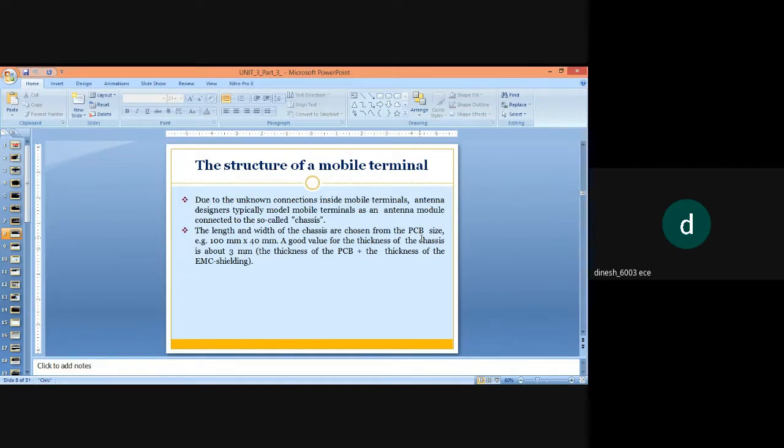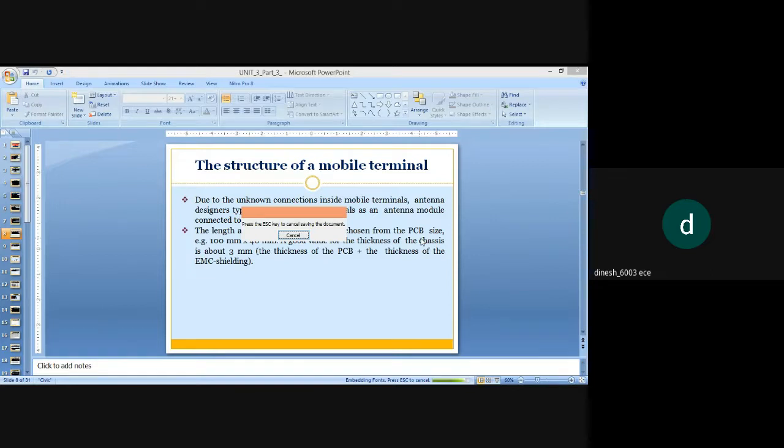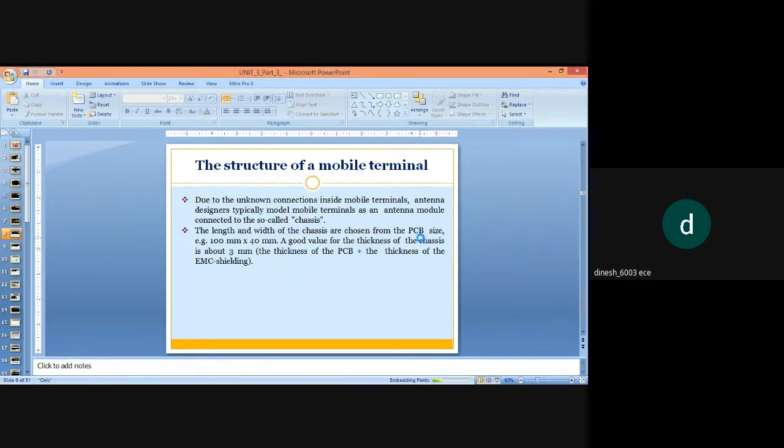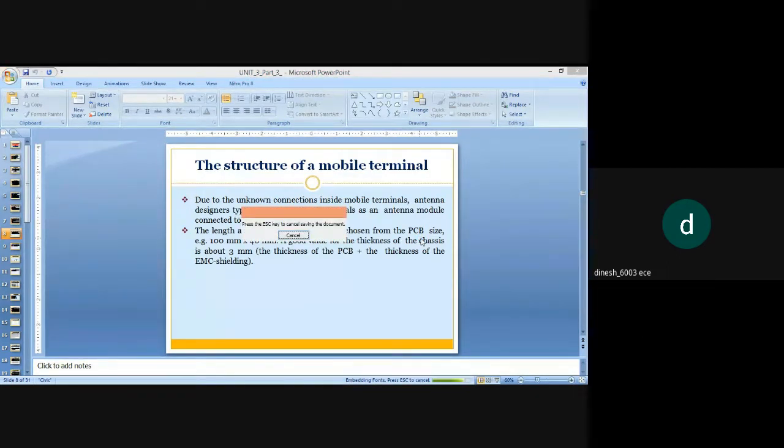The length and width of the chassis are chosen from the PCB design size. The optimal size that is used is 100 millimeter by 40 millimeter. A good value for the thickness of the chassis is about 3 millimeter, which is the thickness of the PCB plus the thickness of the electromagnetic compatibility shielding, which we call EMC shielding.